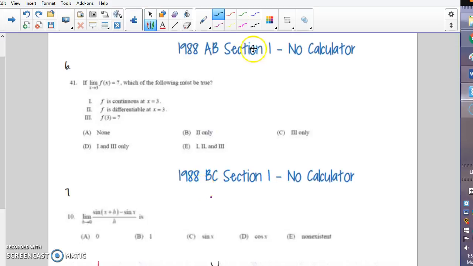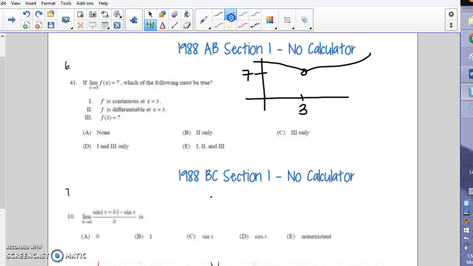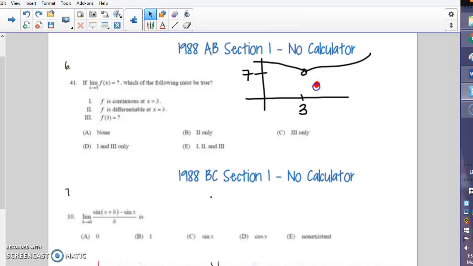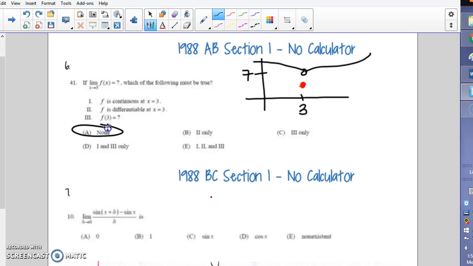Number 6 plays on the same exact premise that we just saw. So this is saying I have some function that as I approach 3, the limit is 7. So I'll have this guy come down. But once again, you don't know if that's open or closed. So is f continuous at 3? Well, for it to be continuous at 3, we'd have to have this guy patched, and we don't know necessarily that it's going to be patched. Is it differentiable? Well, if it's open, you can't have a derivative there. F of 3 is equal to 7. You don't know that. All I know is the limit exists. I very well could have it patched there. So this is going to be A, none.